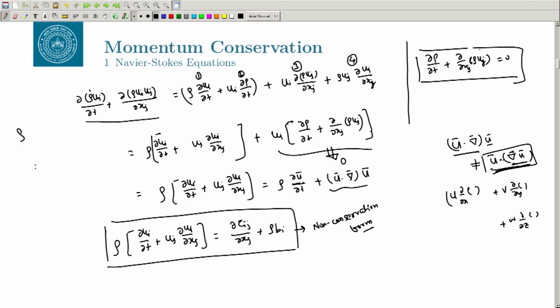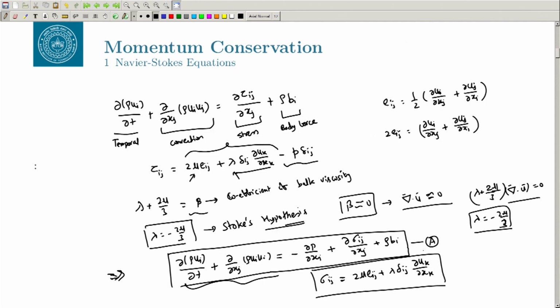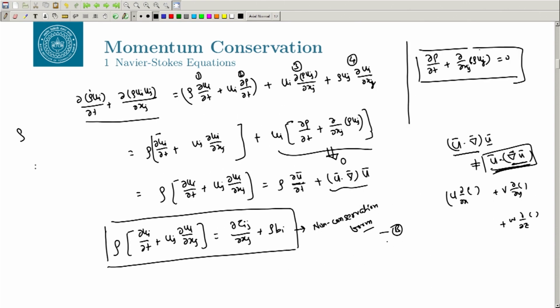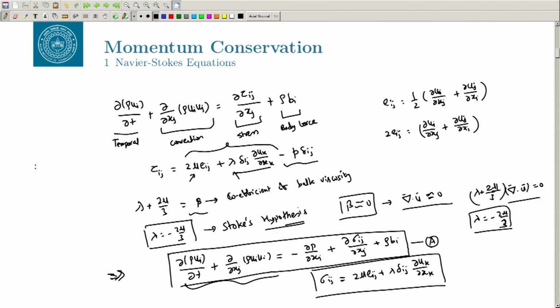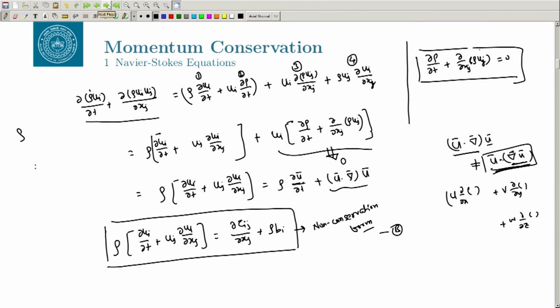And please understand that if I call this B, there is no difference between A and B here. The A is here and B is here. Both are the same thing, it is only expressing it in a different way, but the A is called the conservation form and B is called the non-conservation form, and this is purely a CFD terminology, it has got nothing to do with the fluid mechanics.